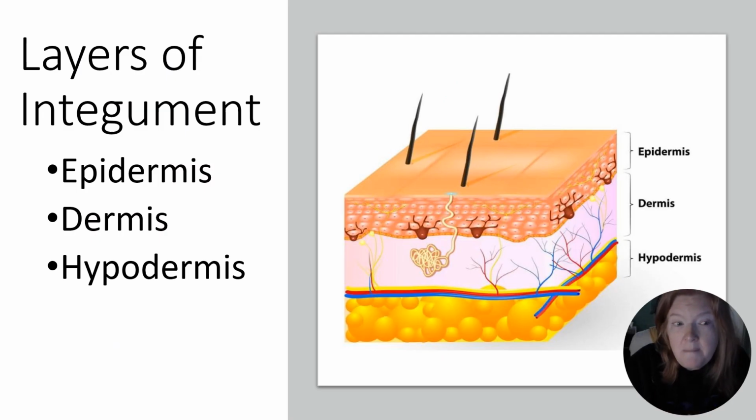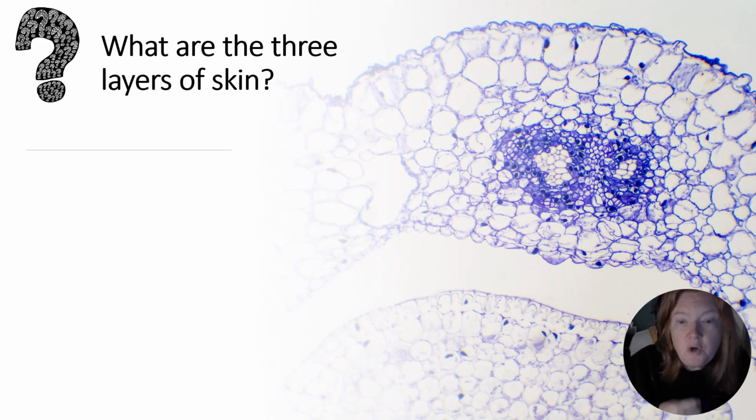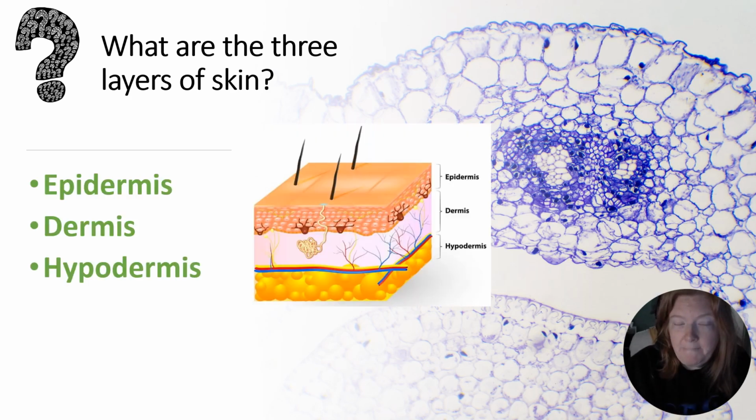So there are three main layers of the integument. There's the epidermis, the dermis, and the hypodermis. And the hypodermis is sometimes called the subcutaneous layer or the fatty layer, but for our purposes, we're going to consider it as a main layer of the integument. So what are the three layers of skin? Do you remember? Yeah, epidermis, most superficial, dermis, hypodermis.